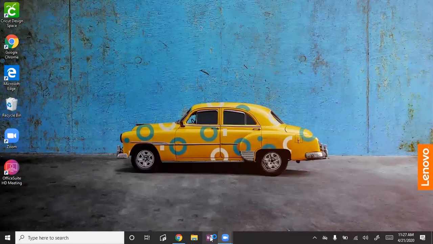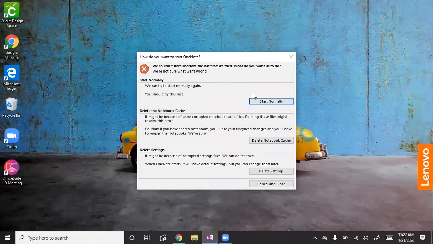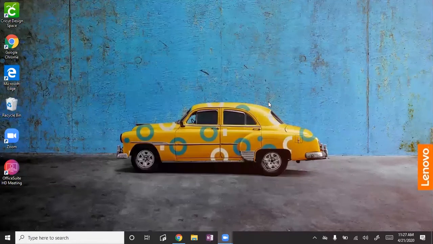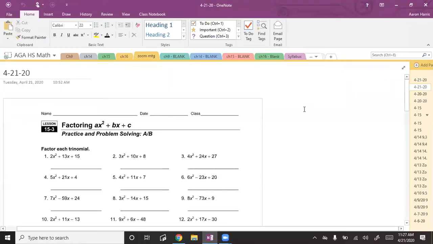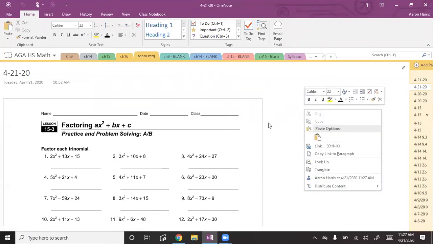So as you can see, we're having meltdowns and meltdowns and meltdowns. It's A-okay because I am going to go on to 15.3. We are going to factor. Let me get some of these problems down because it's going to crash, and I'll just go to the whiteboard and we will get these things done. So I got a 2, a 13, a 15, a 3, a 10, and an 8. We got 4, a 24, and 27.